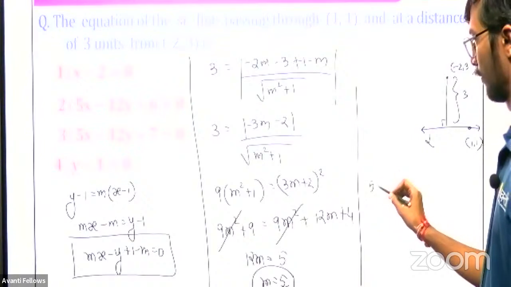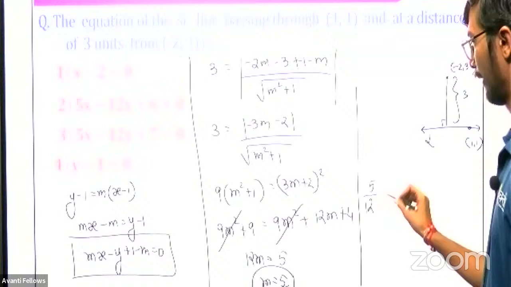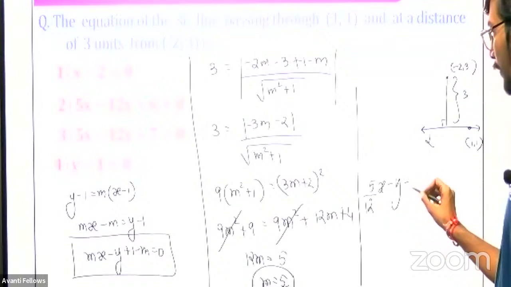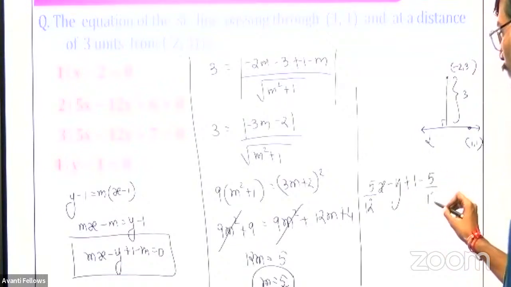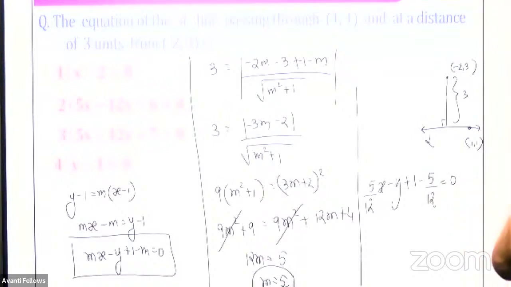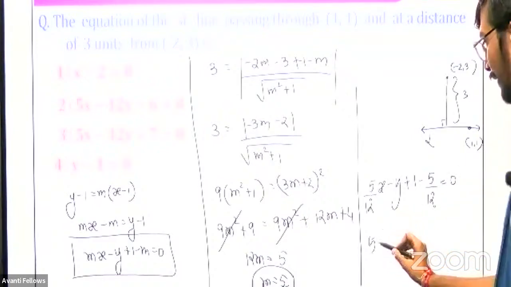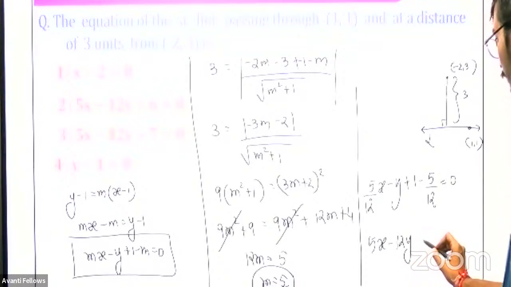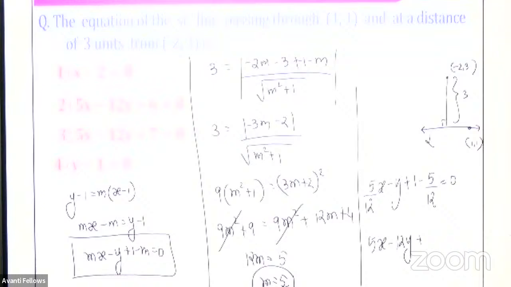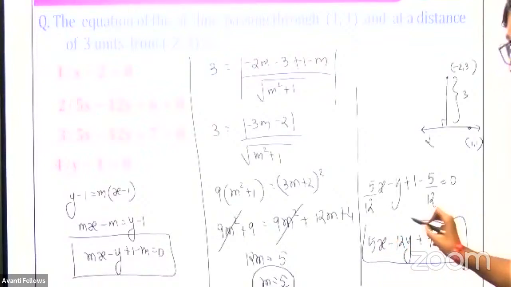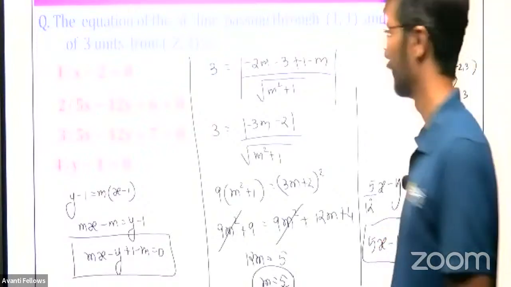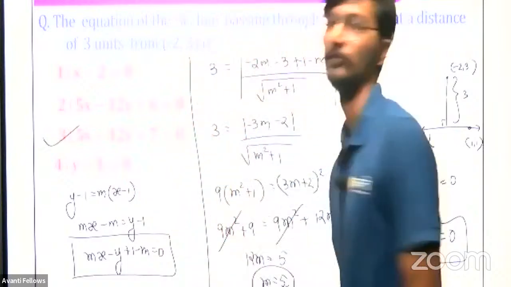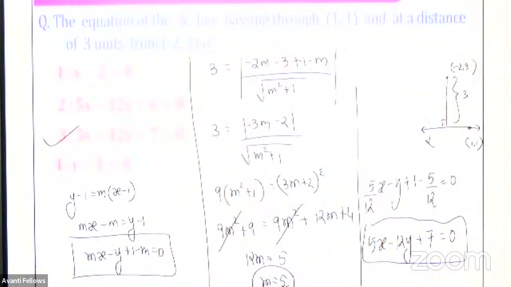Let us see. So 5 by 12x minus y plus 1 minus 5 by 12 is equal to 0. So I'll get 5x minus 12y plus 7 is equal to 0. Is there an option? Yes, we have option number 3. This is my answer. I hope you got it. Let's see the next question.